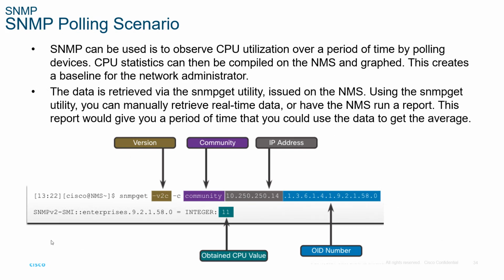Here's an example of us being able to see it. We have an SNMP GET request. We have our version. We have our community. We have an address. And we have the appropriate OID number. And again, we're assuming that we know what that OID number is, and I'm going to explain that in one second. The return will actually be an integer, and that will be a CPU value.